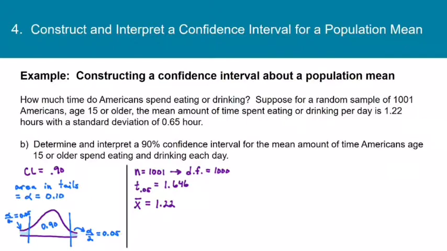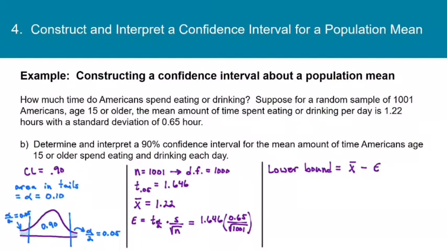Now remember that the x-bar given in the problem was 1.22, and now we need to calculate our margin of error. So E equals t sub alpha over 2 times s over square root of n. T sub alpha over 2 is 1.646, s is 0.65, and square root of n will be square root of 1001. Now I do not want you to get a decimal approximation for this, because if you get a decimal approximation here and you round off, and then you do your adding and subtracting and round off again, that could cause problems. So I would just leave this in exact form just like it is.